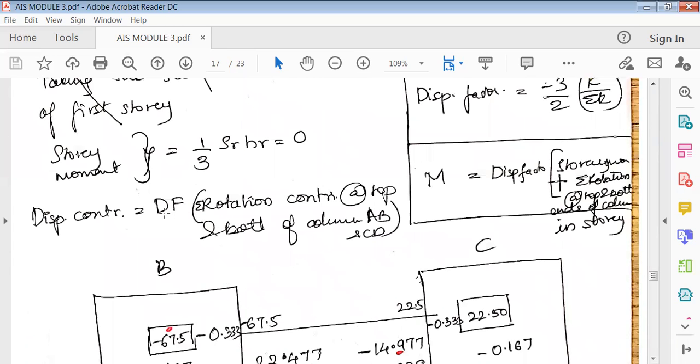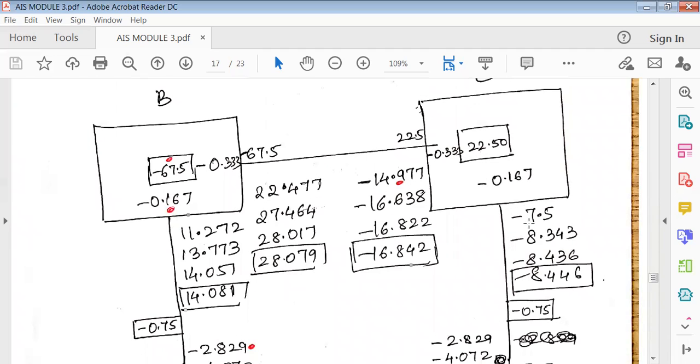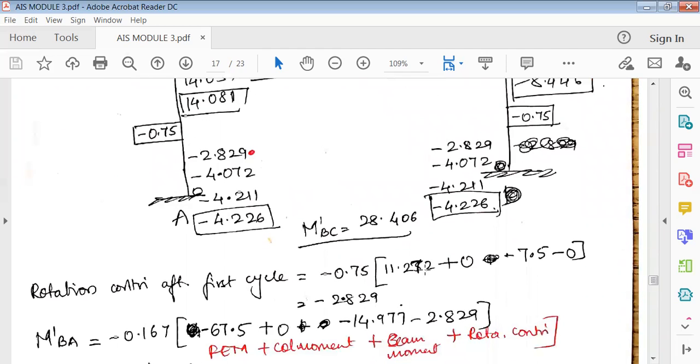Displacement factor we know is 0.75, open the bracket. Then the rotation contribution at the top and the bottom. So the rotation contribution at the top of this column AB is 11.272, bottom of AB is 0. Next, here again, top of C it is minus 7.5, bottom of C is 0 rotation contribution. Okay, that is what is written here.